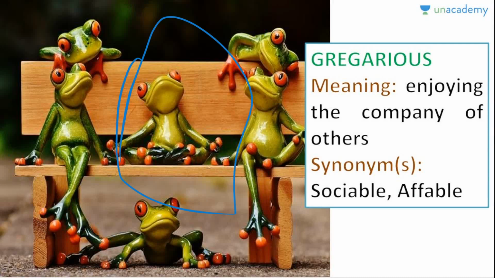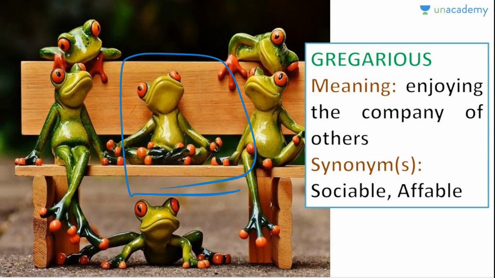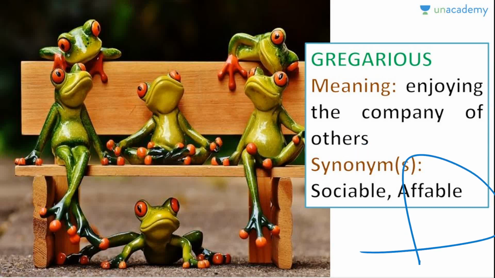Look at this centermost frog here. Okay, this frog is somebody who's surrounded by all these other friends, frogs. So we're assuming that this frog is a gregarious one. Gregarious is somebody who enjoys the company of others, a sociable or affable person.